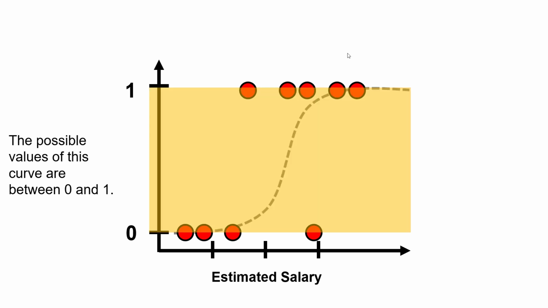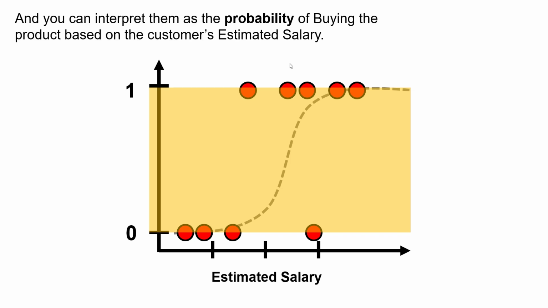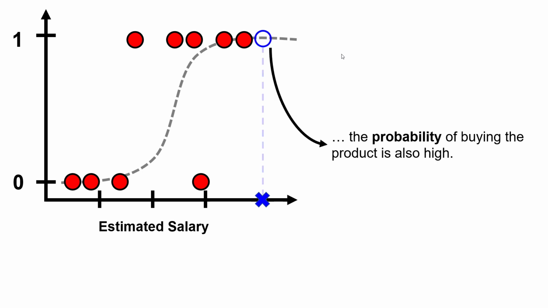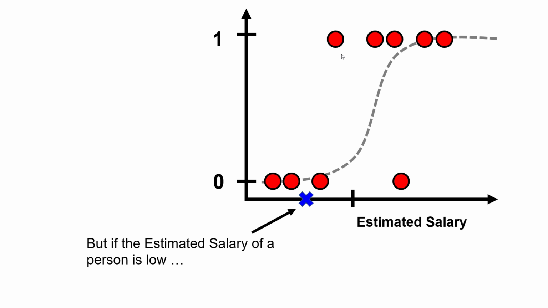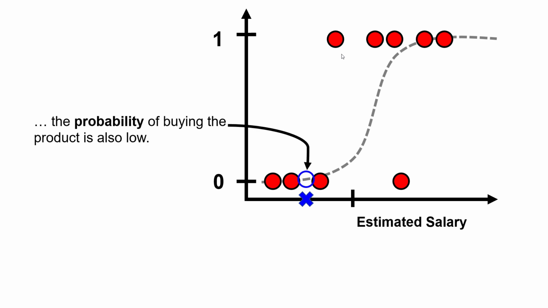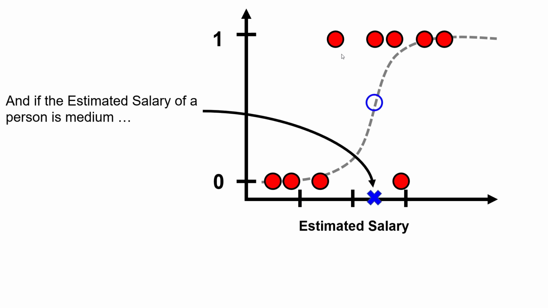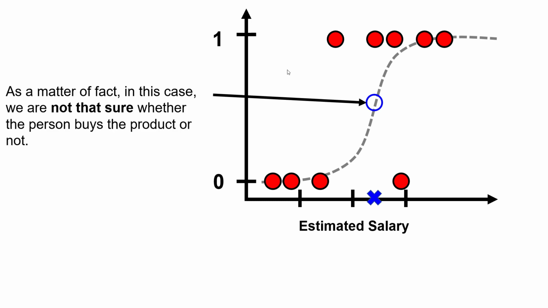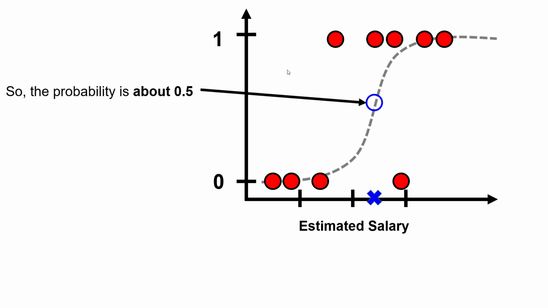The possible values of this curve are between 0 and 1, and you can interpret them as the probability of buying the product based on the customer's estimated salary. So as you can see, if the estimated salary of a person is high, the probability of buying the product is also high. But if the estimated salary of a person is low, the probability of buying the product is also low. And if the estimated salary of a person is medium, the probability of buying the product would be medium as well. As a matter of fact, in this case, we are not that sure whether the person buys the product or not. So the probability is about 0.5.